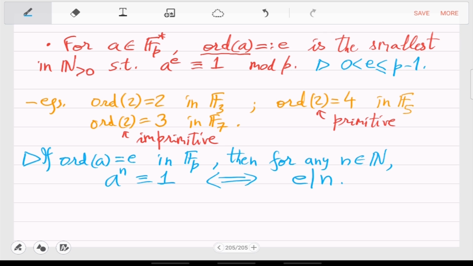Let's prove this property to warm up your definition of order. So let us divide n by E.